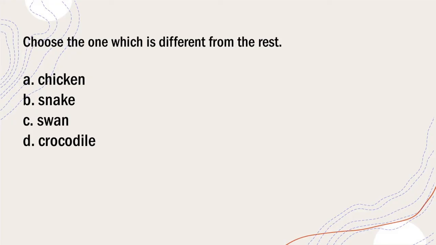Which is different? Did you say swan? That's a good answer, but first off, we need to find out how are all these animals related? Well, we can say that they're all animals, yes, but what makes one option or one animal different from the rest?